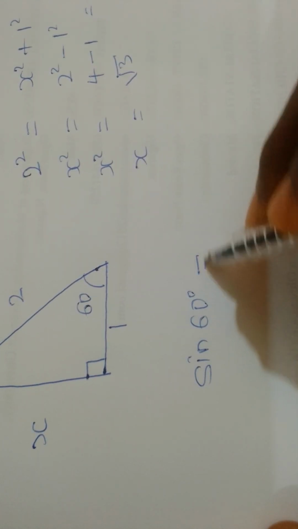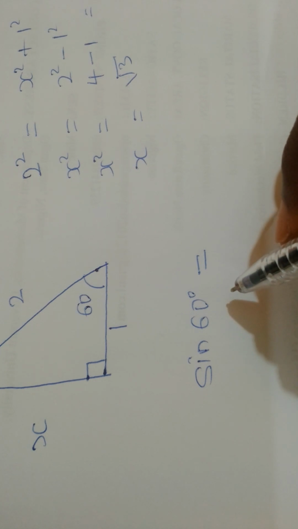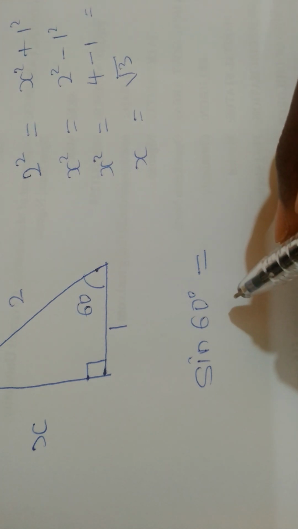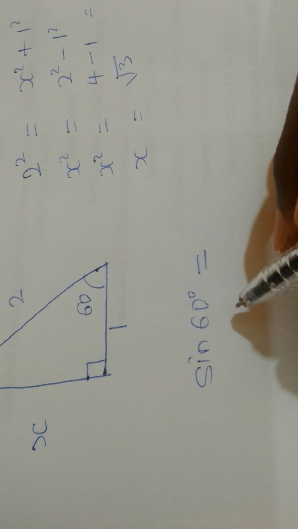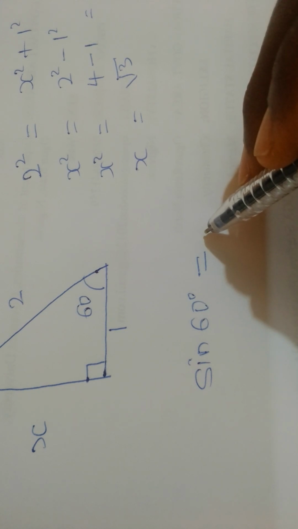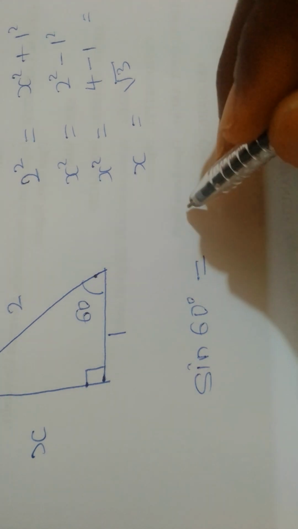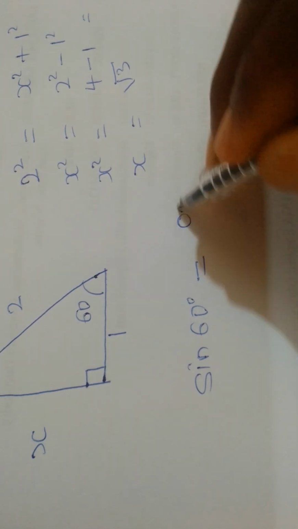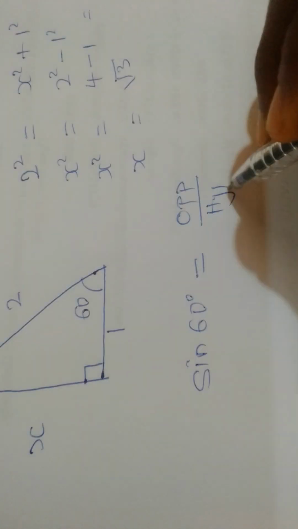Sine 60°. Don't forget SOHCAHTOA. We are going to be applying SOHCAHTOA here. For SOHCAHTOA, sine is opposite over hypotenuse, cosine is adjacent over hypotenuse, and tan is TOA, opposite over adjacent. So let's start with sine, which is opposite over hypotenuse.